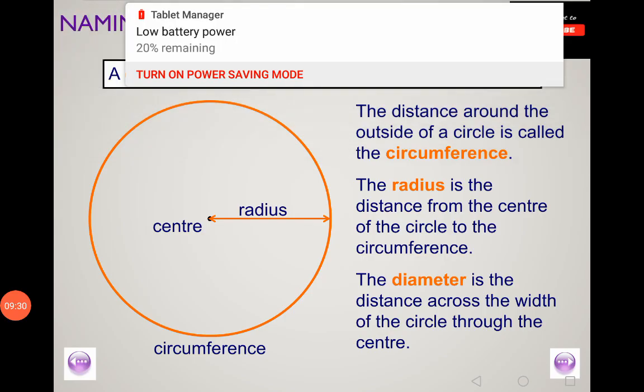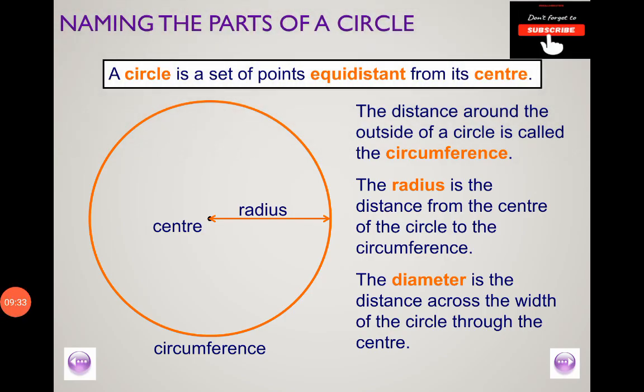Then we have what is called the diameter. Diameter is simply the distance across the width of the circle through the center. All right, so if we take any point, say here, and then we strip through the circle to the other end, passing through the center, such a line is called a diameter. So diameter is a full line.